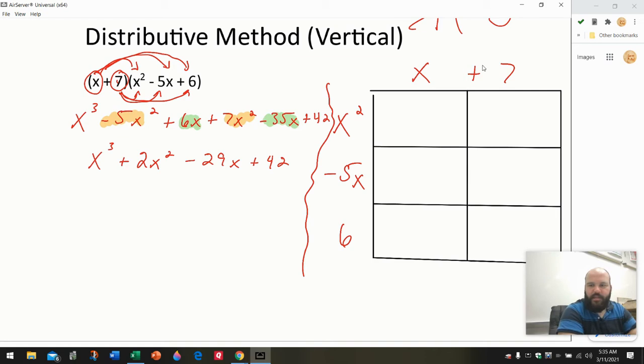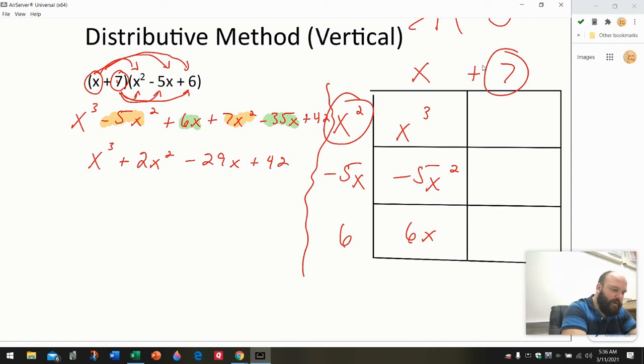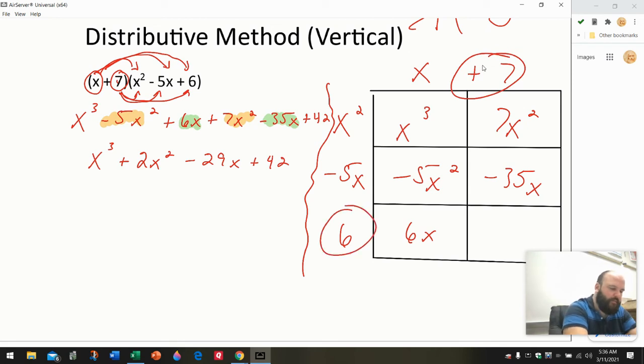Now we proceed to multiply, just like we did in the previous video. So first we start with x times x squared. That gives me x to the third power. Then we do x times negative 5x. That gives me negative 5x squared. Then we can do x times 6, which gives me 6x. Okay? Followed by that, we now multiply the 7. 7 times x squared is 7x squared. 7 times negative 5x is negative 35x. And then we have 7 times 6, which is positive 42.